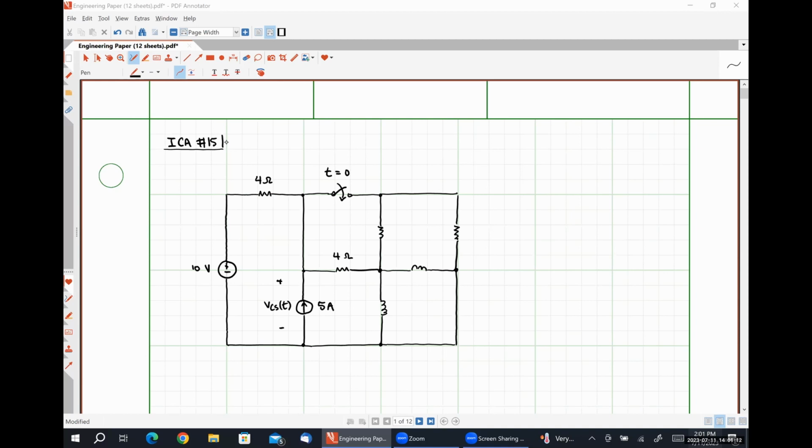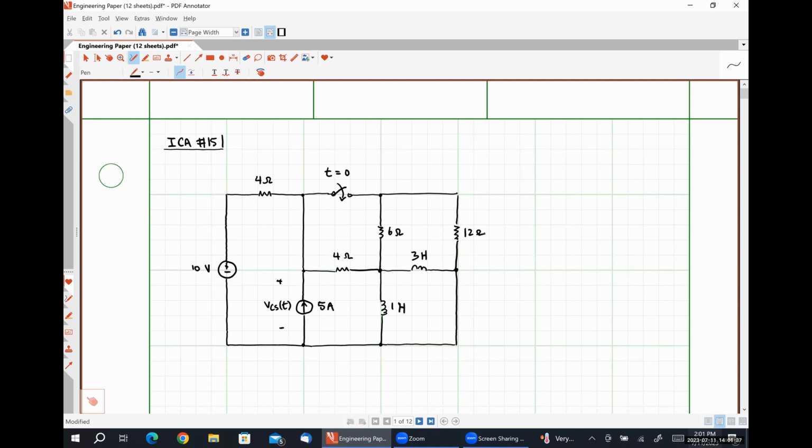I just realized that I forgot to indicate the inductor values here. So let me throw some extra stuff on here. This is a 3 Henry inductor. This guy is a 1 Henry inductor, and it looks like I forgot 2 resistors as well. So we have a 6 ohm resistor here and a 12 ohm resistor here.